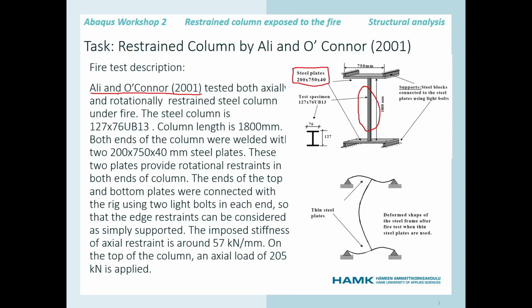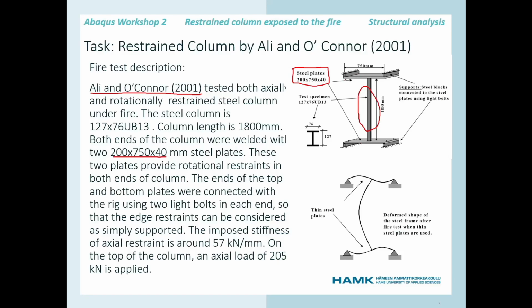You can find the detailed information of this fire test in these literatures. The researchers tested both axially and rotationally restrained columns under fire, and the steel column is made of 127 by 76 UB 13 I profile. The length of the column is 1800 millimeters. Both ends of the column were welded with two 200 by 750 by 40 millimeter steel plates.